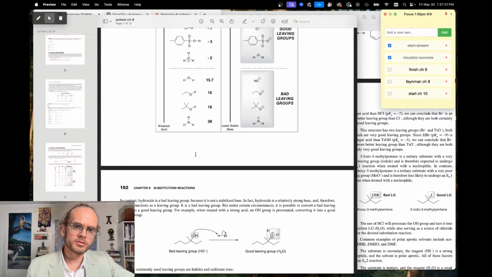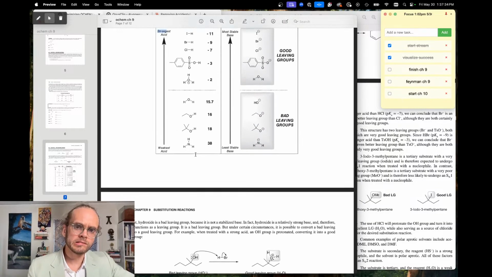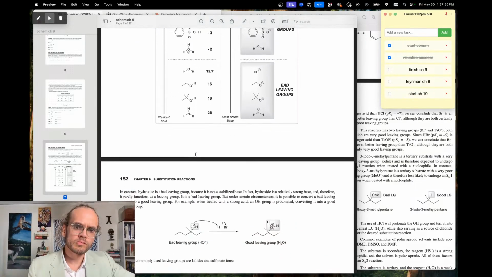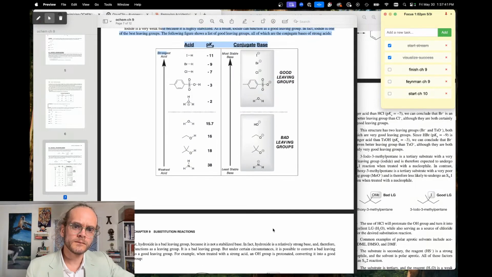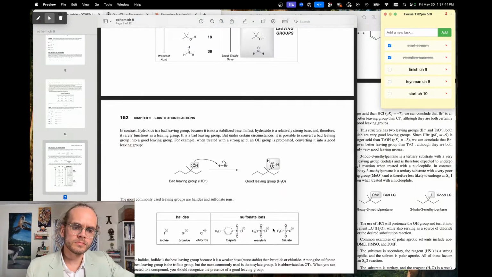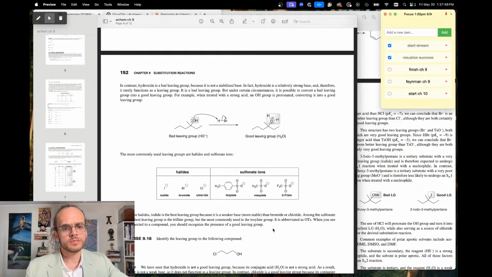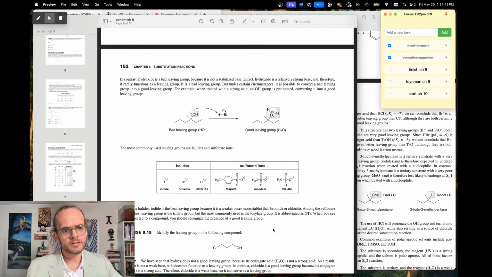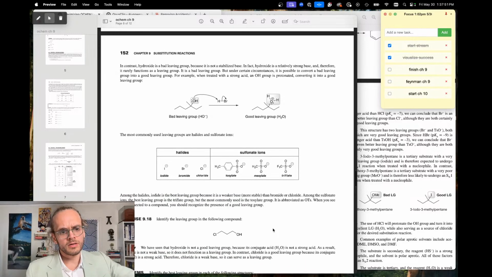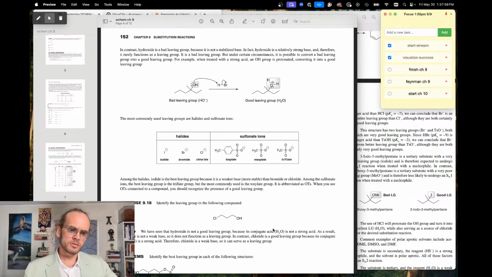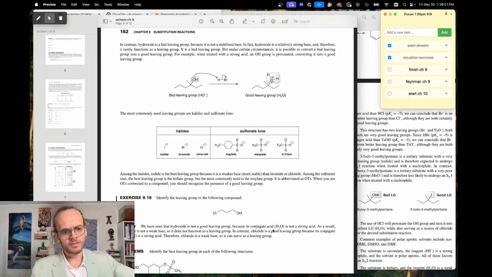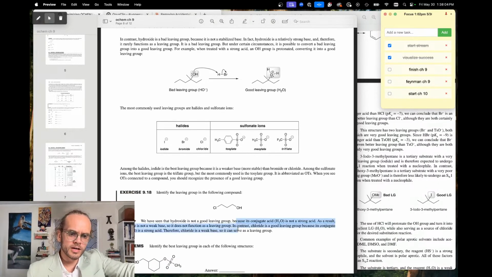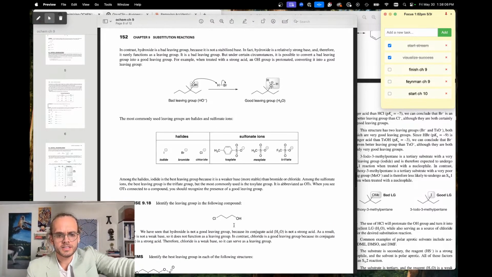This is the bad leaving group with hydroxide. This is the good leaving group with H2O. So sulfonate and halides are the most common things to see. Iodide's the best leaving group. Identify the leaving group in the following compound. I assume it's Cl. Hydroxide, not a good leaving group because its conjugate acid is not a strong acid.